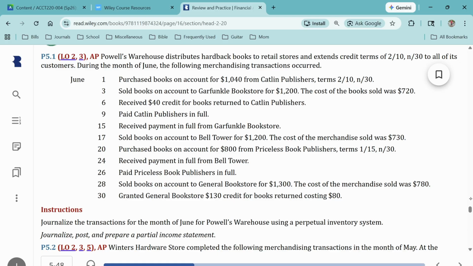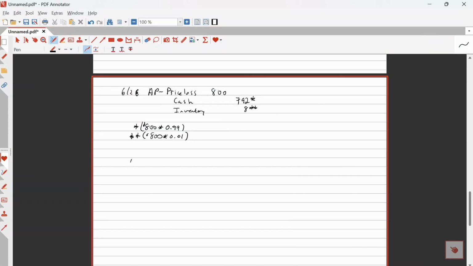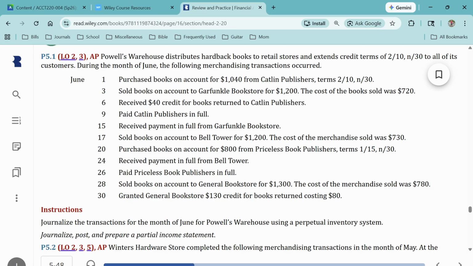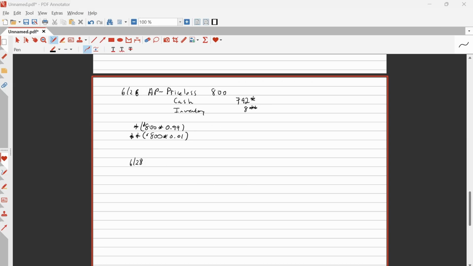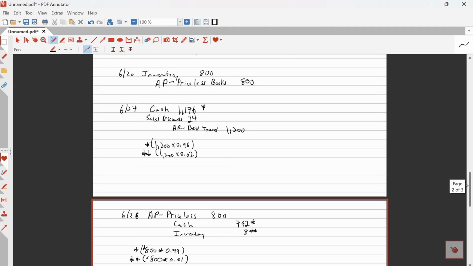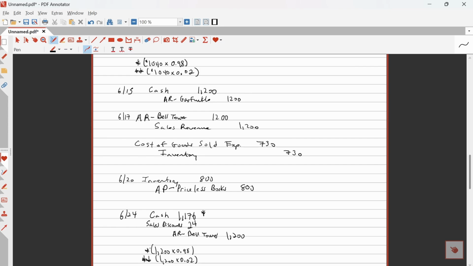28th, we make another sale to another publisher on account, $1,300. The cost of the merchandise sold was $780. So 2 journal entries need to be made when we make a sale on account originally. So this is going to look very similar to this journal entry we did here.